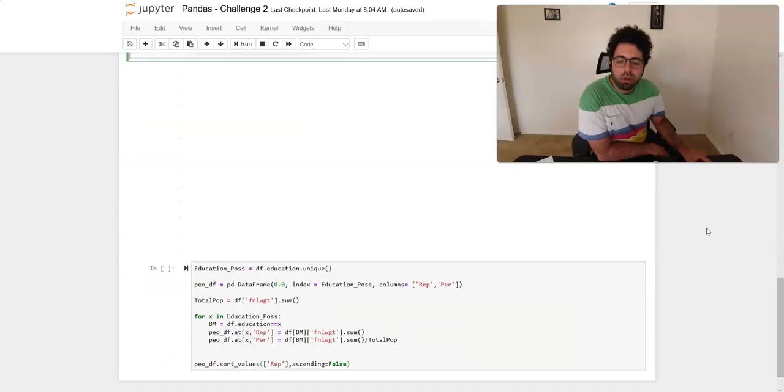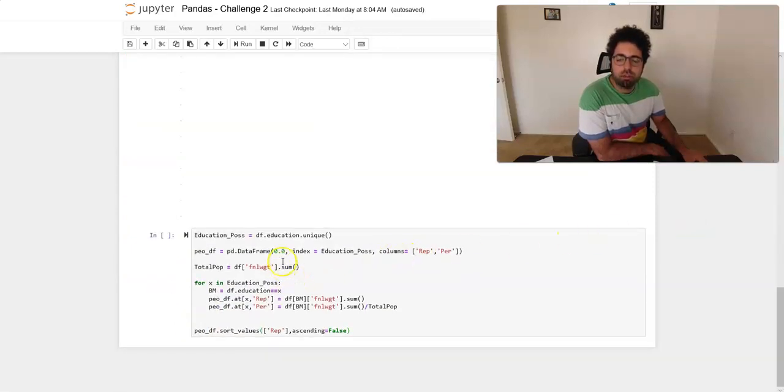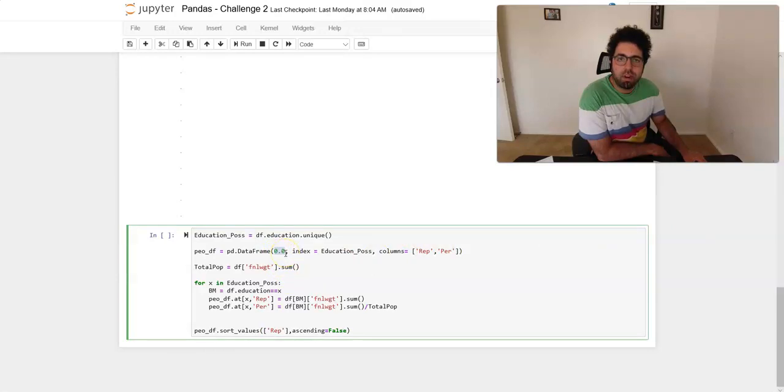The way you create the placeholder in the solution is you specify the default. I'm saying 0.0, as I want to make sure that I'm specifying floating numbers, as my percentages are floating numbers. The indexes are going to be the education possibilities. Every row of the data represents one of these education possibilities, so we might as well use it as an index. It's the most convenient one. Our columns are going to be the number of people represented and also the percentage. Those are the two columns we're going to have.